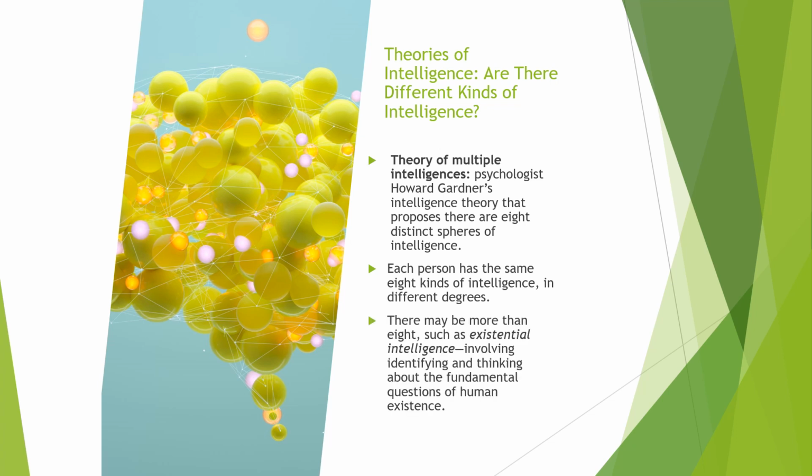There may be more than 8, such as perhaps this 9th one, which is known as the existential intelligence, and that is believed to involve identifying and thinking about the fundamental question of human existence. What do you think that it means to be alive? What do you think it means whenever you're going to die, right? Some people have this existential intelligence. And this is a somewhat newer one. Again, this is not one of Gardner's original 8. This is more current in the research.